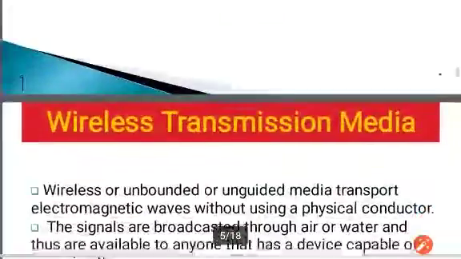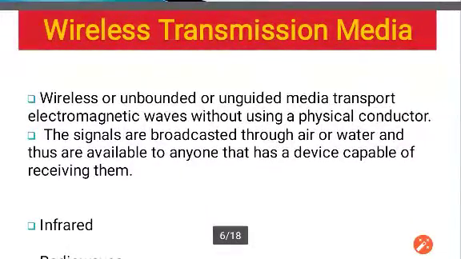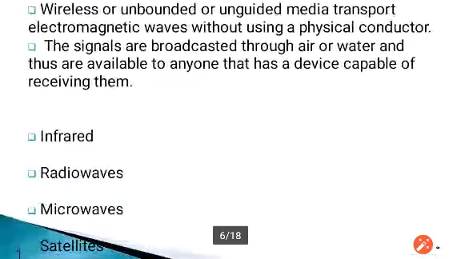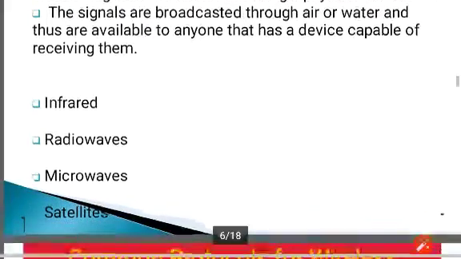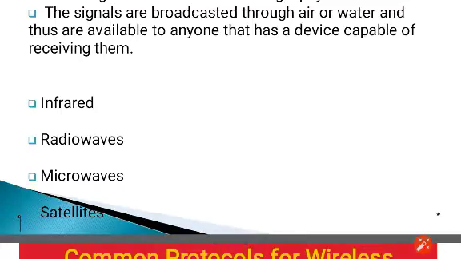Moving to the unguided or the wireless transmission media. Wireless or unbounded or unguided media transport electromagnetic waves without a physical conductor. So it transfers the data without any physical transmission. The signals are broadcasted through air or water and thus are available to anyone that has a device capable of receiving them. Let us have some examples of wireless transmission media. They are infrared, radio waves, microwaves and satellites. All of you have heard about satellites.